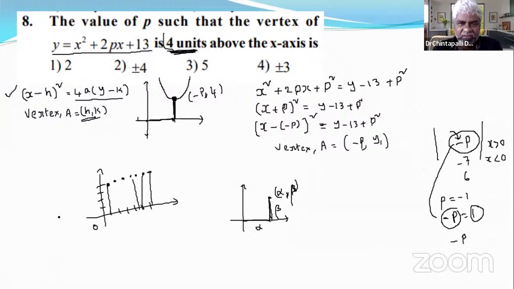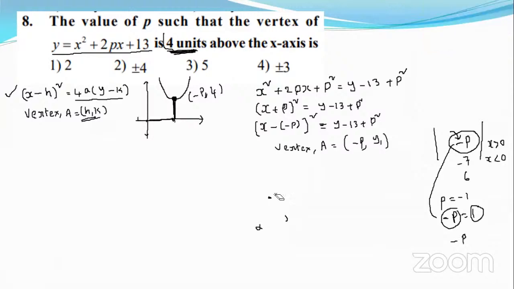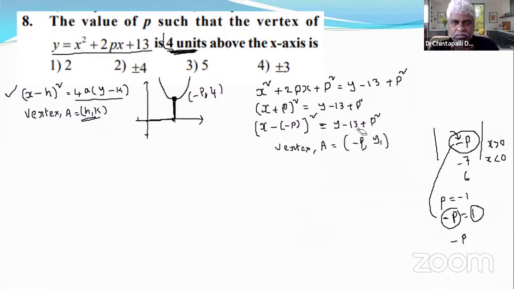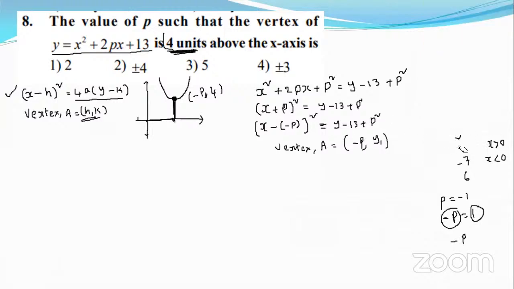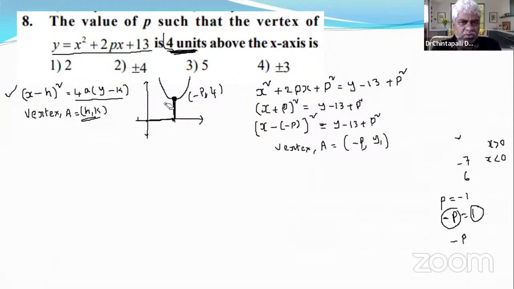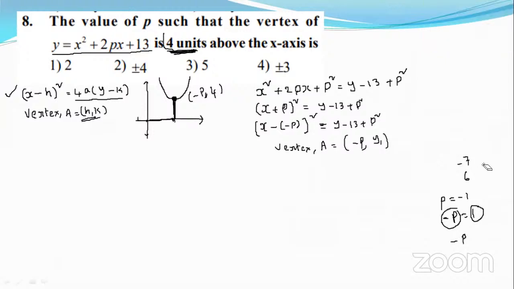And finally, we need to find the value of p. The rest of the part you can do it. That is, the point negative p comma 4 is on the given parabola. What is the actual equation of the parabola? Just take the given equation, the first equation: y equals x square plus 2px plus 13.